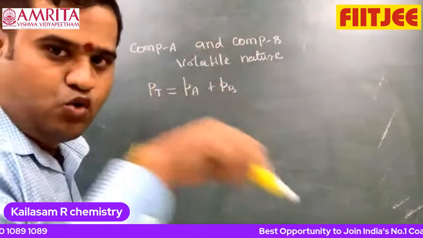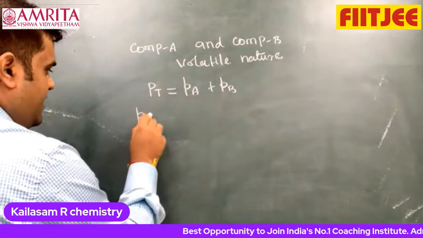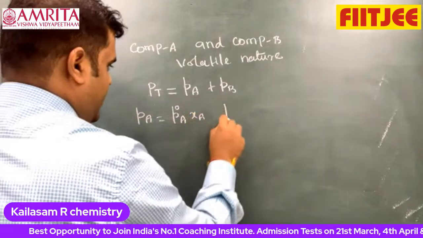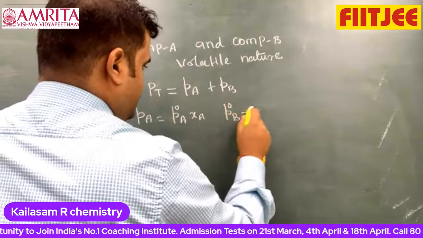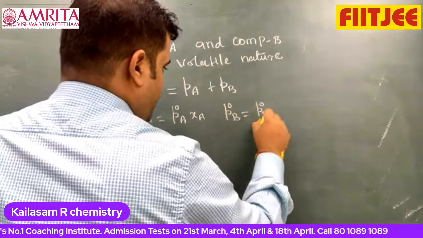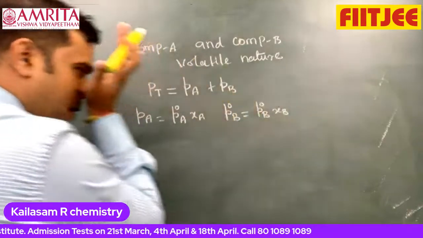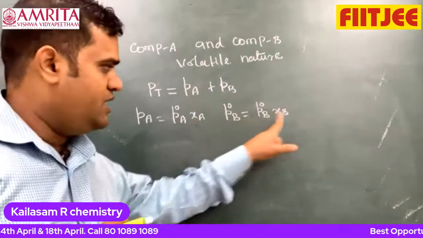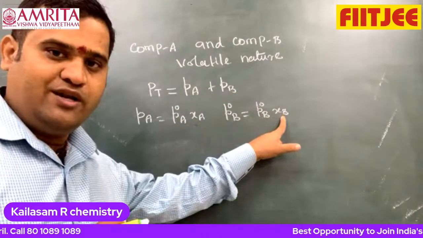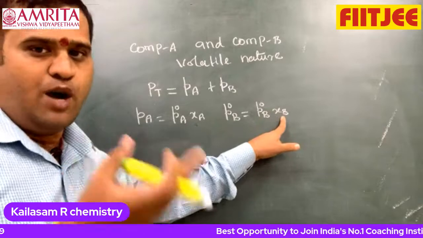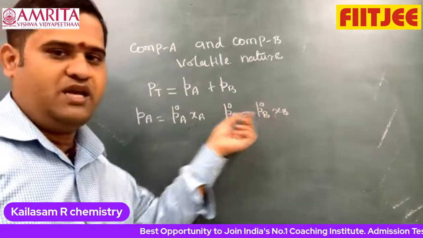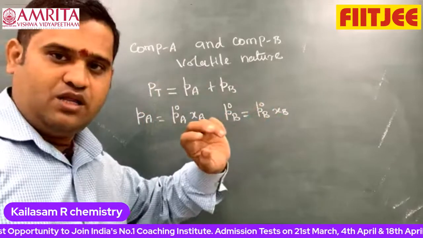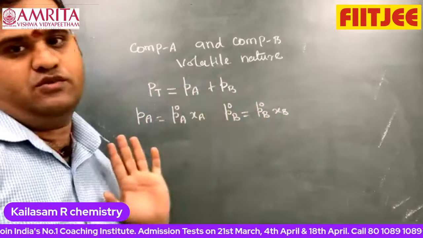As per Raoult's law, we can write that PA is equal to P0A XA, and PB is equal to P0B into XB. Now XA is the mole fraction of solvent A in solution. XB is the mole fraction of component B in solution. XA, XB are the mole fractions of component A and component B in solution.